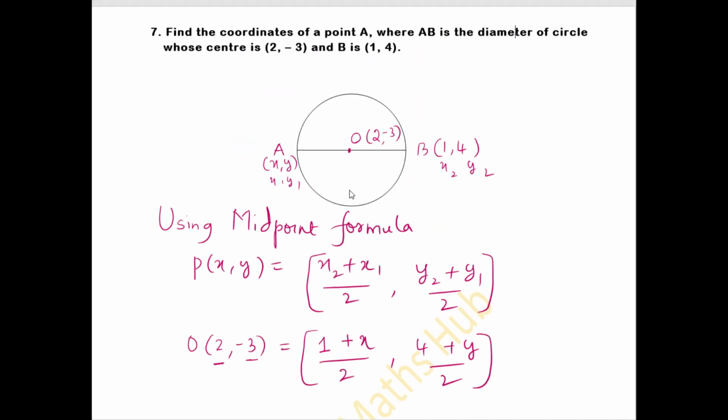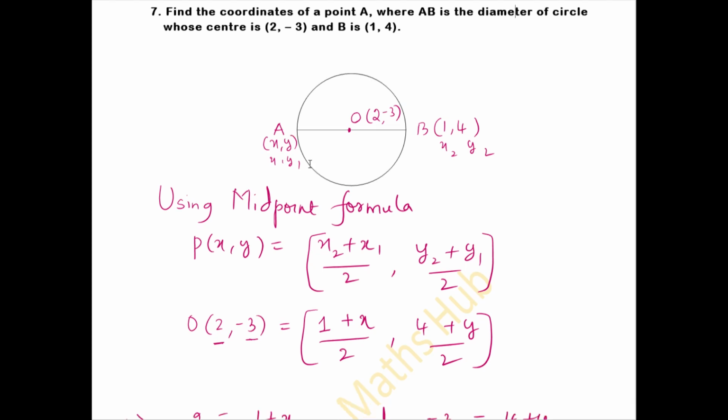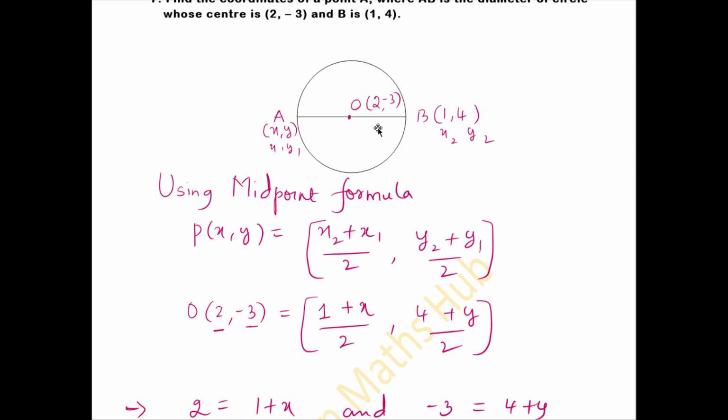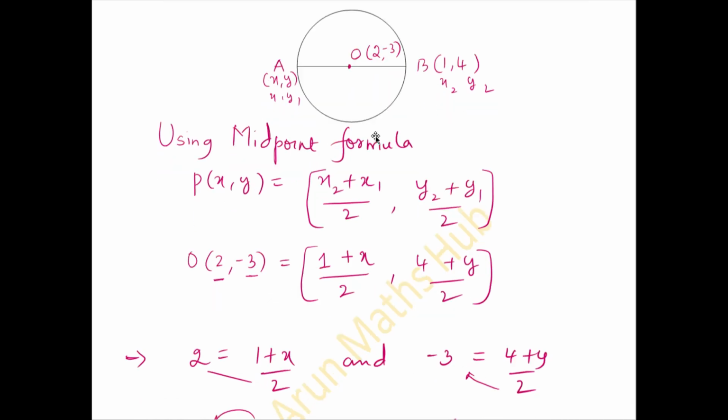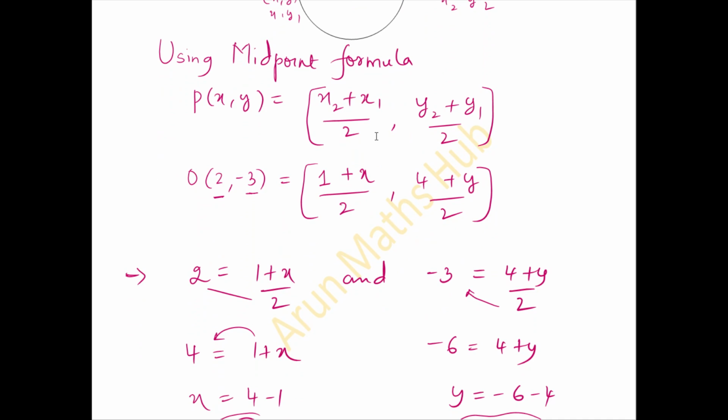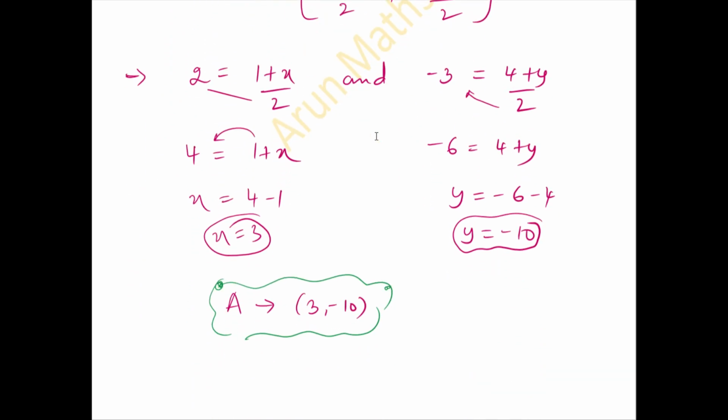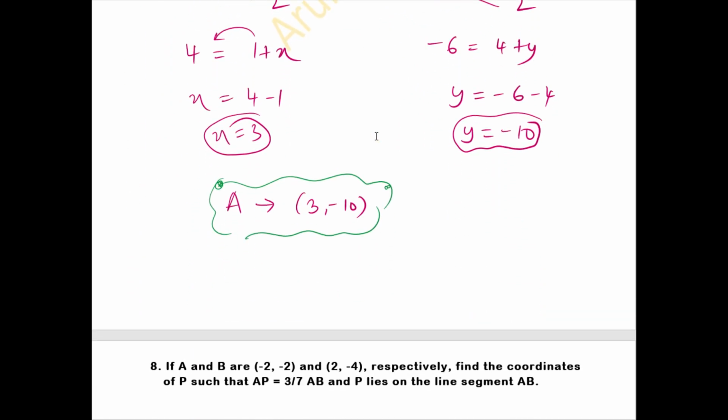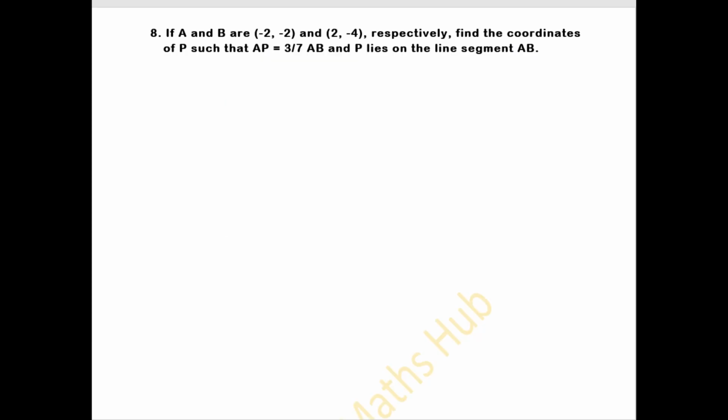So it's always better to draw the figure and solve the problems so that it will be very easy for you. O is the center, AB is the diameter as given in the question. What we need to find out is point A. The point A is (3, -10).